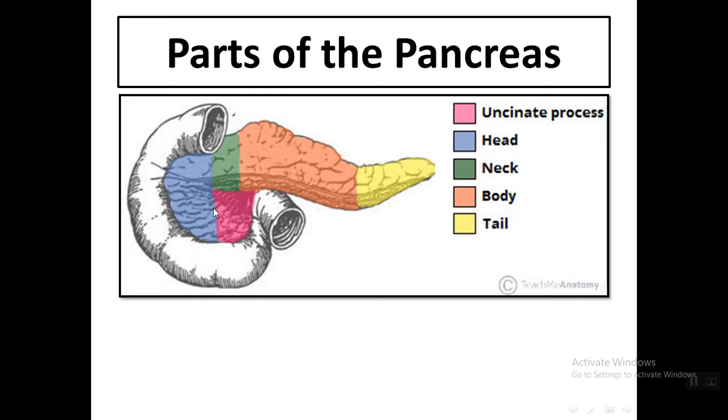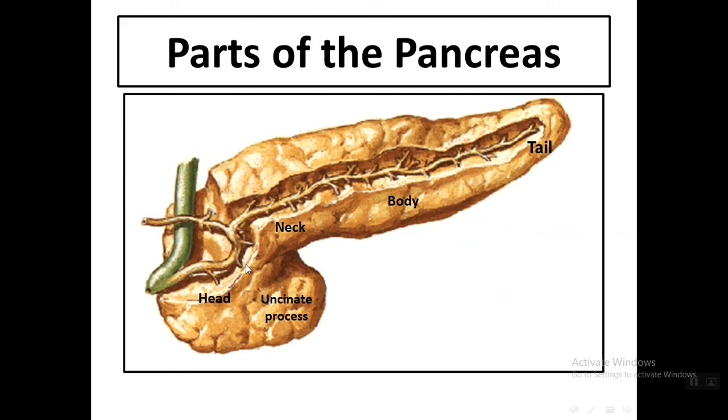The head of the pancreas is mainly lying within the C-shaped concavity of the duodenum. This is the head. This is the downward projection from the head, and to the left it's called uncinate process. Then we have a constricted neck, then the body, and lastly the tail that reaches to the hilum of the spleen.